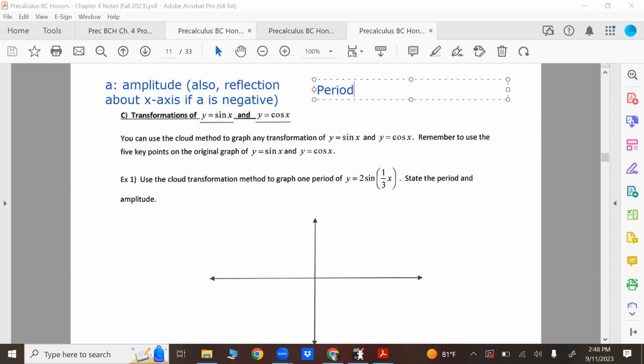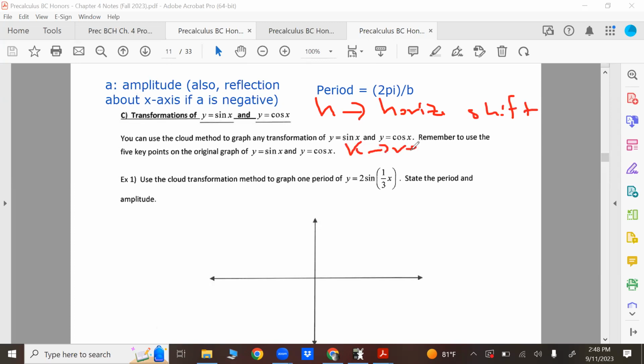The period equals 2 pi divided by B. H is the horizontal shift, and K is the vertical shift. Okay.